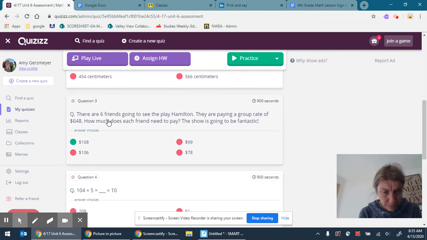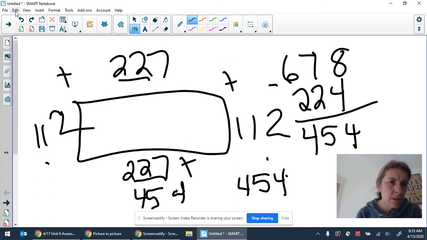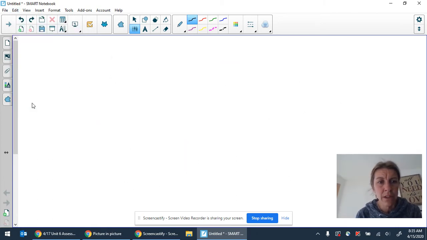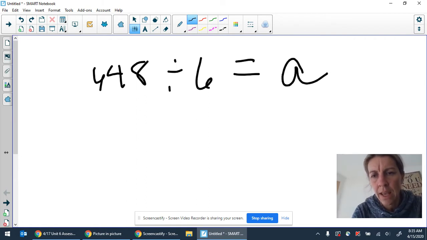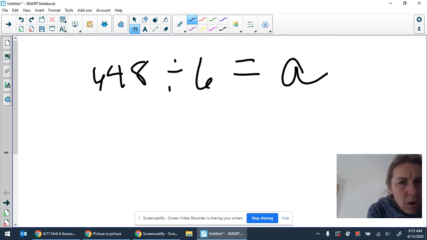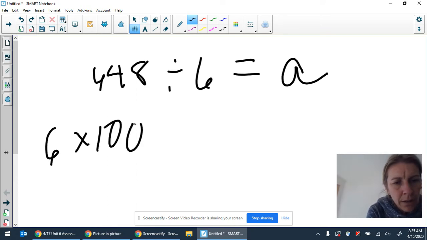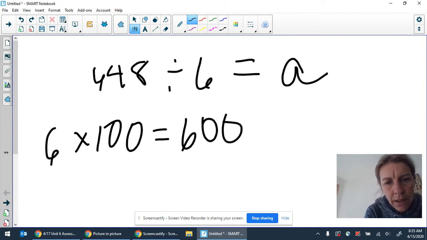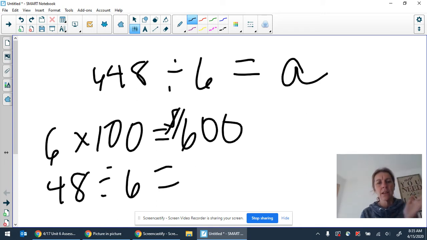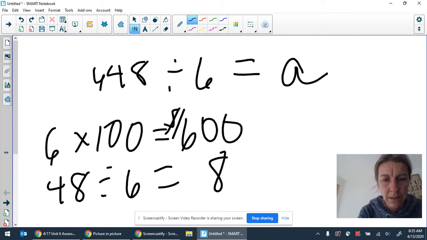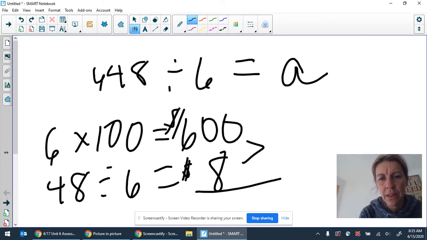So if they were 100, I'll show you this work. If they were 100 each, and again, it's all about being efficient. So it's 648 divided by 6 people. So I'm trying to solve for this unknown. Let's just call it A. But I know 6 times 100 equals 600. That leaves $48 left over. So let's just divide 48 by 6. 6 times what would give me 48? 8.